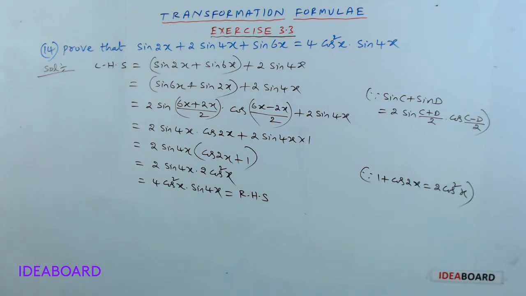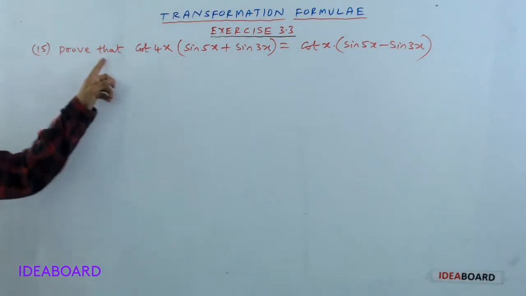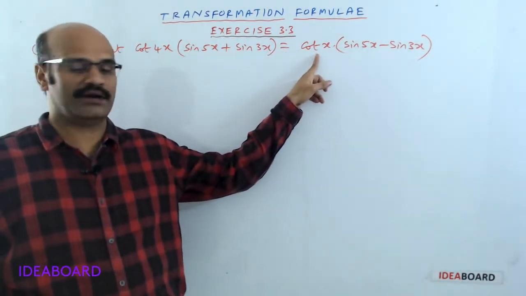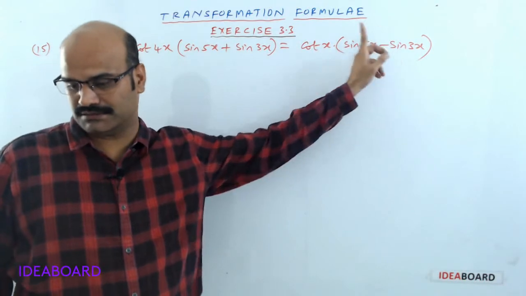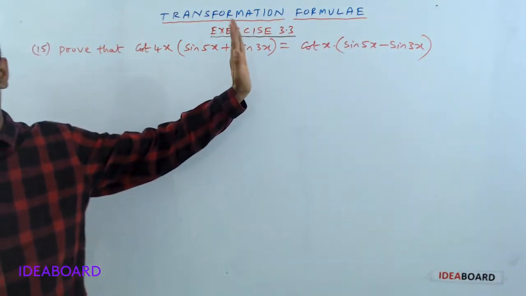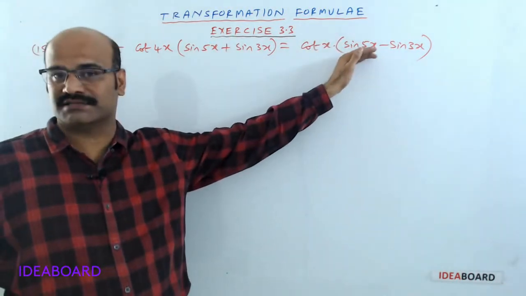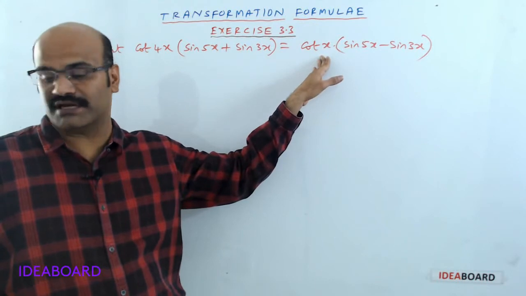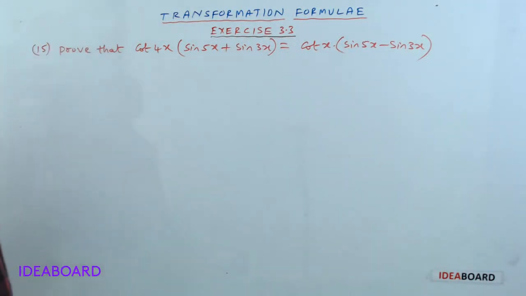Fifteenth problem. Prove that cot 4x into (sin 5x plus sin 3x) equal to cot x into (sin 5x minus sin 3x). To prove this, first we have to take LHS and then take RHS. If LHS equal to RHS, then we say that it is proved.